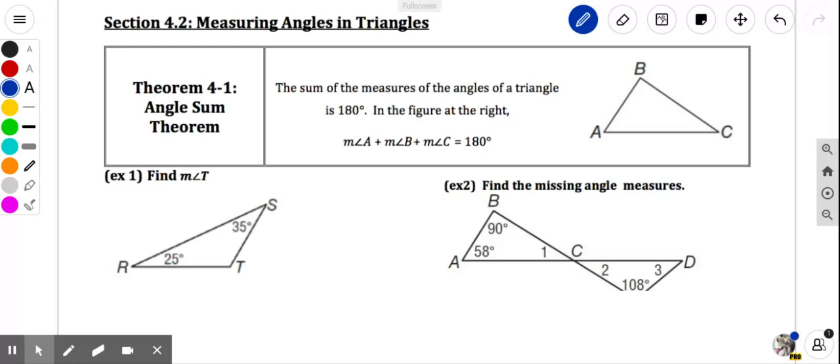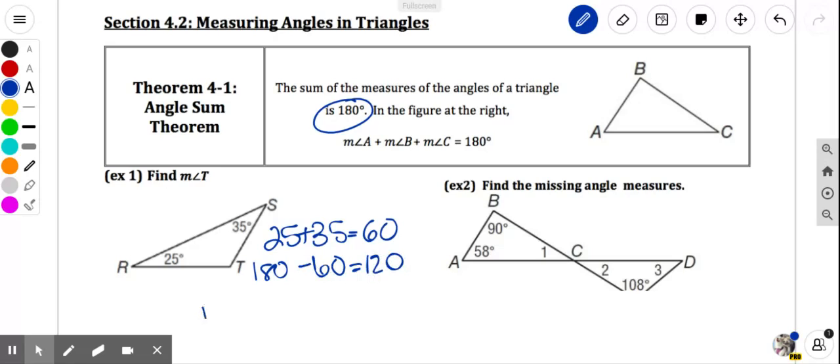So this first theorem is the angle sum theorem, or triangle angle sum theorem. And it basically just says that the angles in a triangle add to 180, which we've talked about. We used those on the angle puzzles. So if we had something like example 1, we're finding the measure of angle T, you would simply just add 25 and 35, which is 60, and then subtract that from 180, which is 120. So measure of angle T, we would say, is 120 degrees.